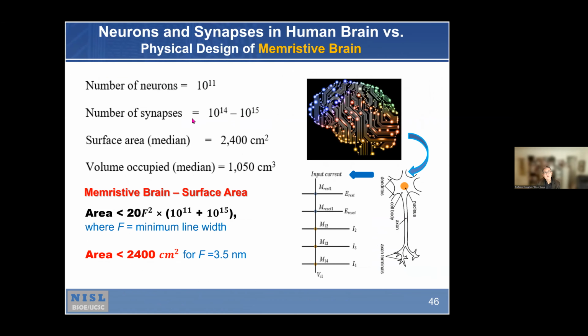Well, we can do some exercise. The number of neurons is 100 billion. Synapses are three to four orders of magnitude higher. Surface area is 2,400 square centimeters. In terms of volume, it is 1,000 cubic centimeters. So if you do the memristive brain surface area calculation, it turns out you can realize it in less than 2,400 square centimeters using a 3.5 nanometer feature size. This is not possible using CMOS alone.